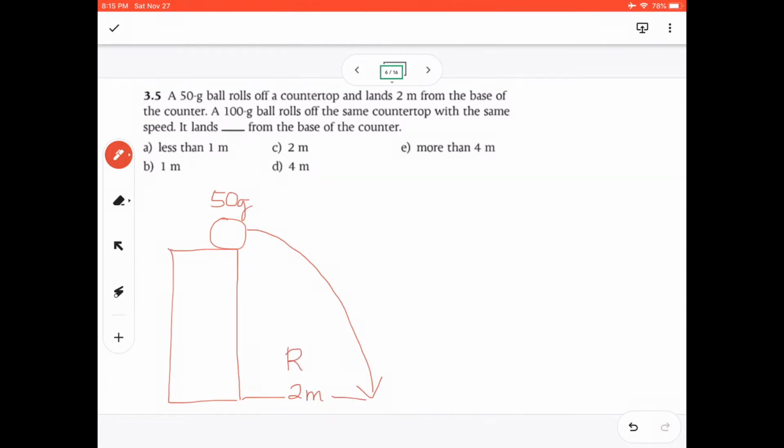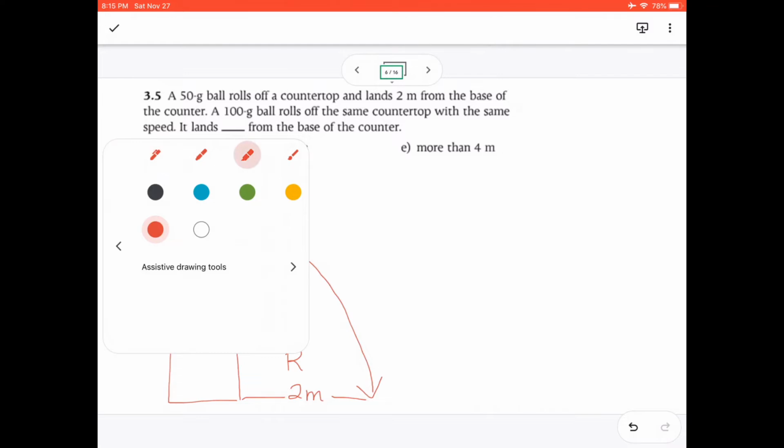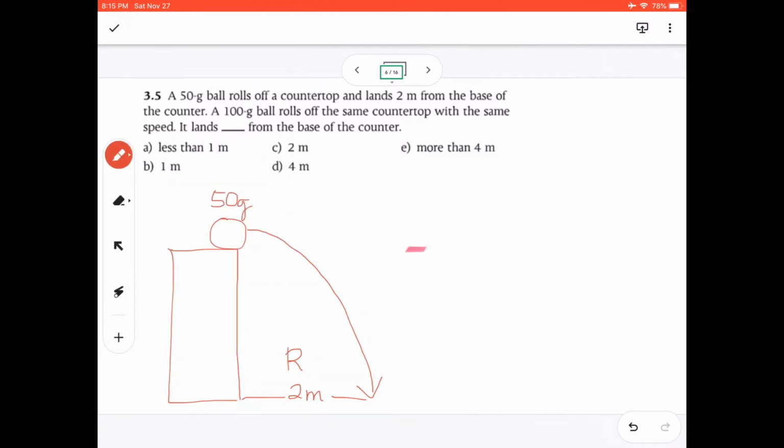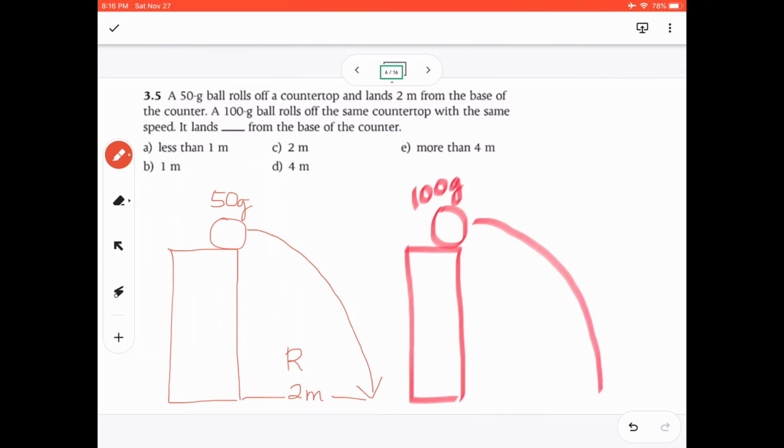This is your range. Then there's a second situation where, from the same countertop, you roll off a 100-gram ball this time. Now you're being asked what range this ball will reach. Will it be less than 1 meter, 1 meter, 2 meters, 4 meters, or more than 4 meters? The answer here will be letter C, 2 meters as well.